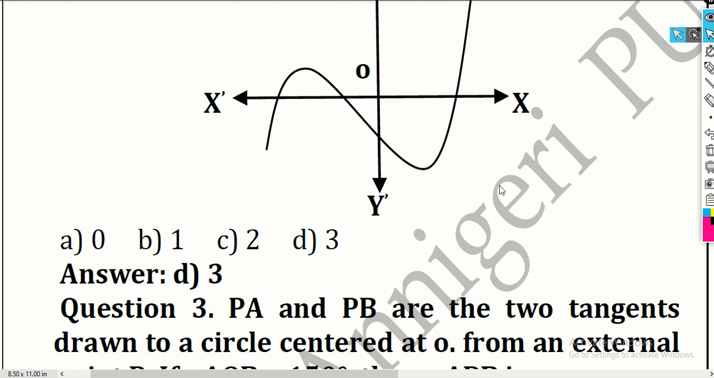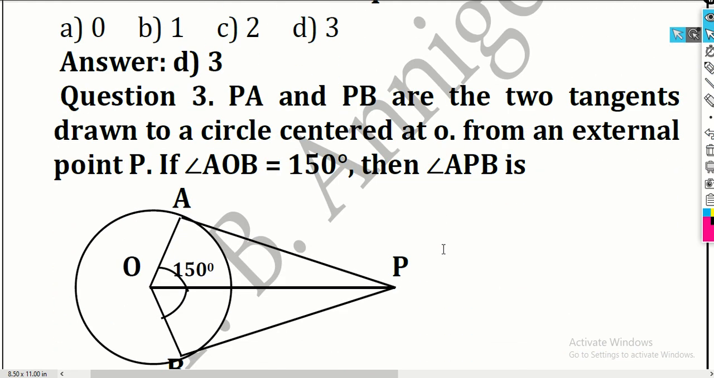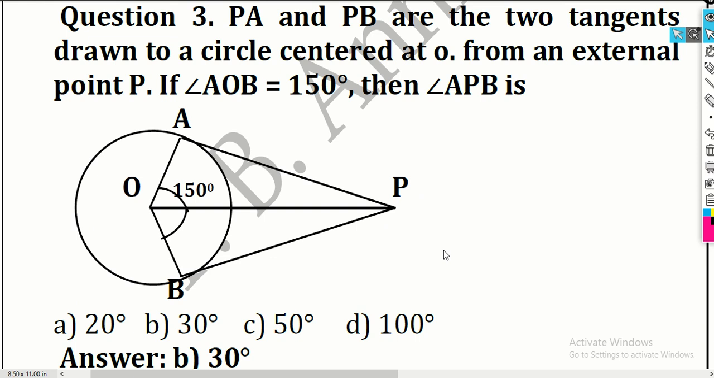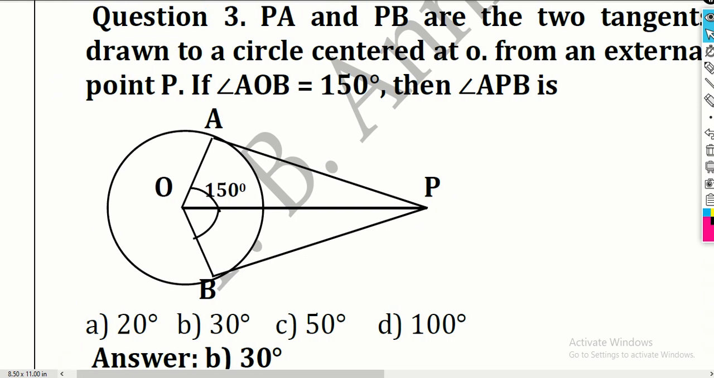Then we are moving to the next question. Question 3. PA and PB are the two tangents drawn to a circle centered at O.